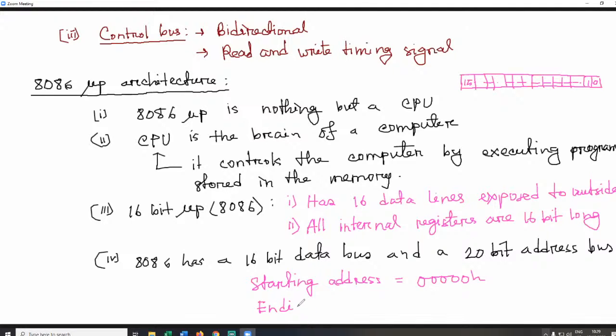And what will be the ending address? Can you say that? Ending address. Anybody? Mazharul Islam? 21 we are writing in hex, so 5F. Okay, that is the ending address.